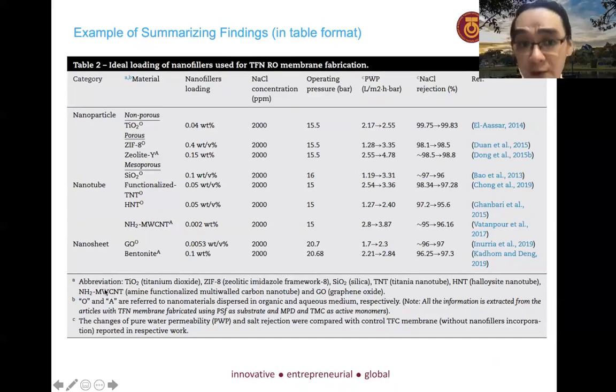This is also from my student's published work, with different materials: nanoparticles, nanotubes, nanosheets, and we arranged the results properly. I mean, a table normally comes with numbers. So if you have a lot of numbers, then the easiest way is to present them in table format. People can see how much, how high, how low, how much it increases, etc. So this is an example of how you summarize the findings.